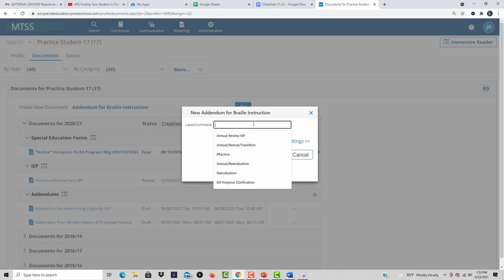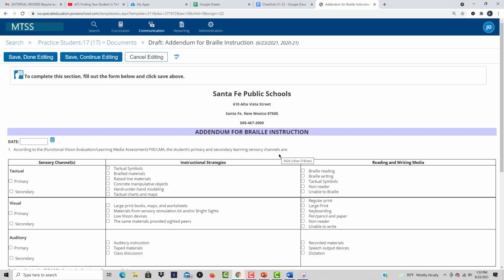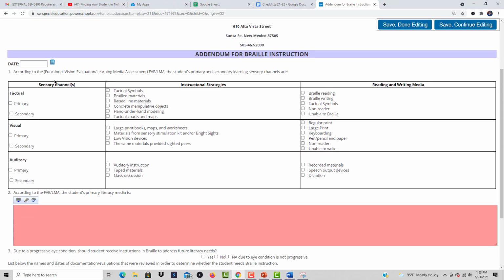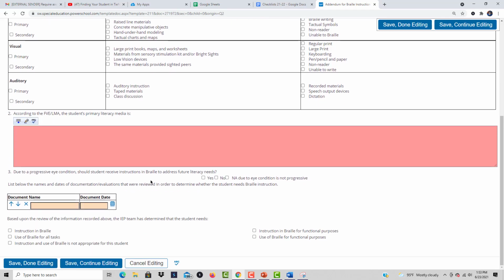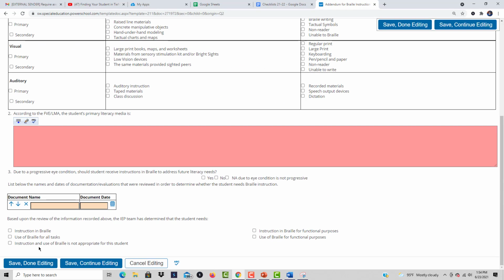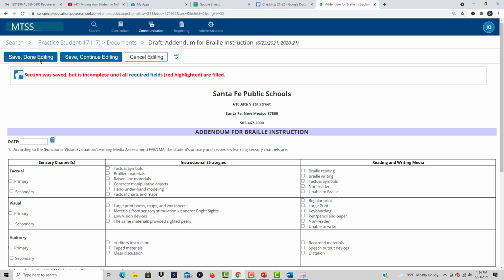And so normally what I like to put in here is just the date. And then through here, after going through a functional vision evaluation and learning media assessment or some such, you're going to be able to hone in more on what this particular student needs. So once that's done, and you've made the decision on Braille or Braille for all tasks, or that it's not appropriate and something else would be, then you would finalize this. And so you would need to finalize this along with your IEP document.